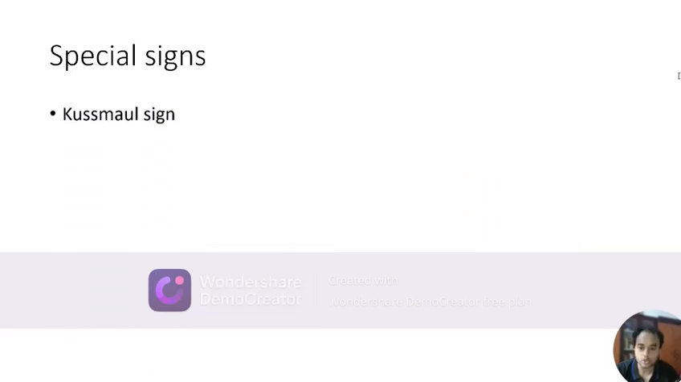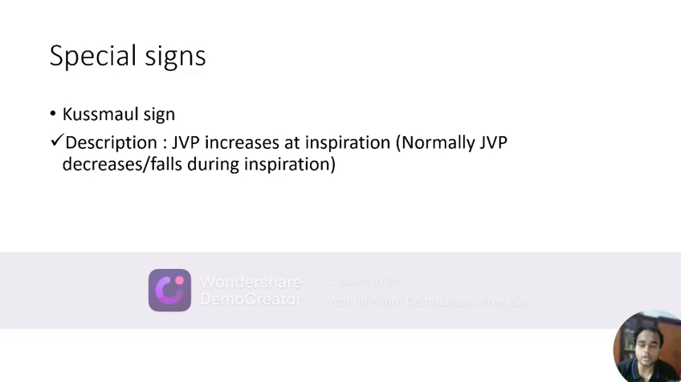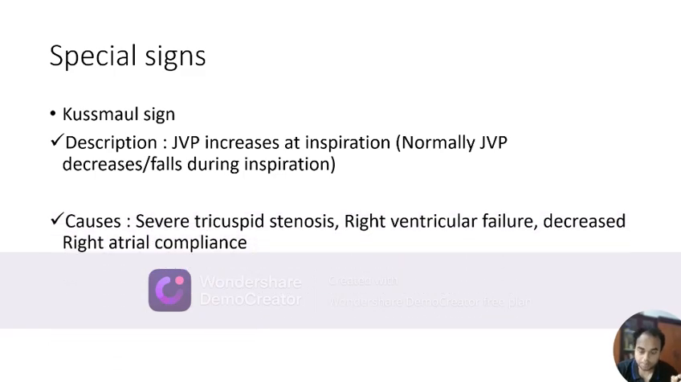So one more special sign is the Kussmaul sign. Normally the JVP decreases or falls during inspiration, but in Kussmaul sign the JVP increases at inspiration. Let us understand the mechanism behind it. During inspiration, there is a negative intrathoracic pressure which causes suctioning of blood from the SVC and the IVC, which causes the pressures in the SVC to fall, and consequently the jugular venous pulse also lowers or reduces in height.